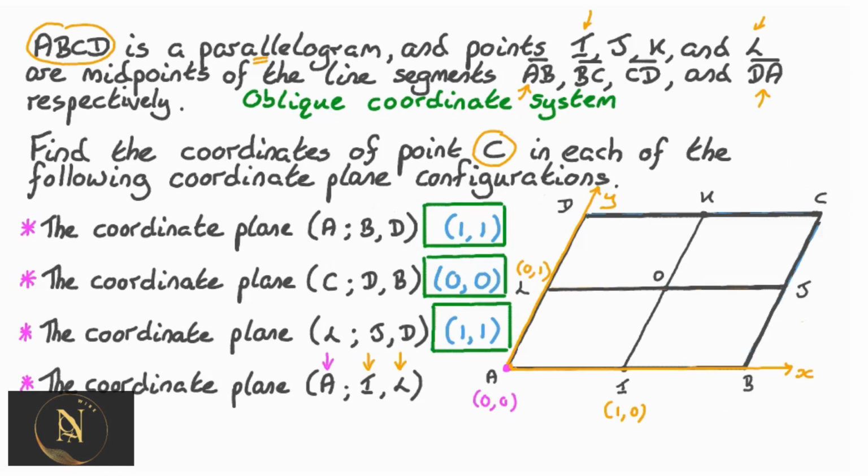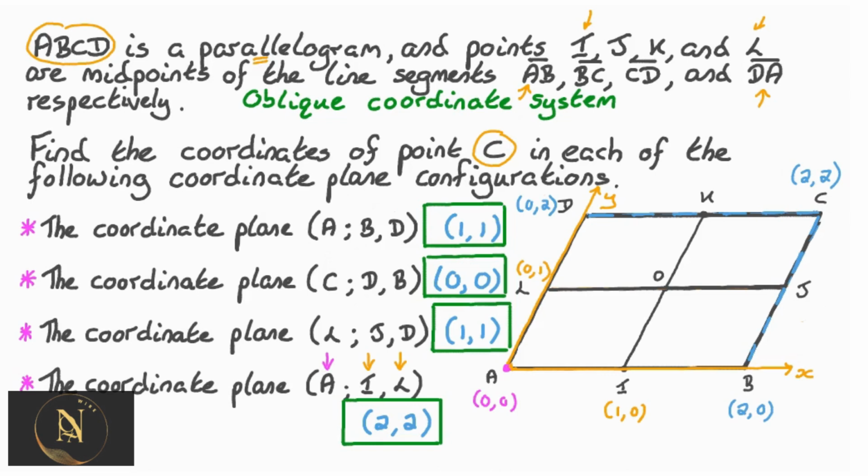Since points I and L are the midpoints of the line segments AB and DA respectively, we know that in this oblique coordinate plane, point B has coordinates 2, 0, and point D has coordinates 0, 2. We can then draw lines parallel to the x and y axes that pass through point C once again. As these lines intersect both the x and y axis at 2, we can conclude that point C has coordinates 2, 2. We now have answers to all 4 parts of this question.